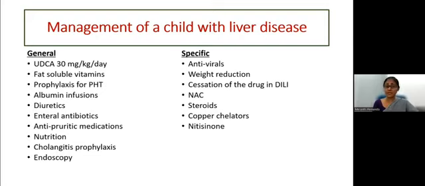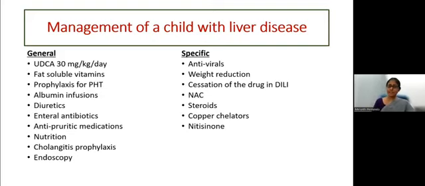The antipruritic medications are very helpful. You might be just waiting for the genetics confirmation. However, that would not preclude you from treating the child's pruritus. That would improve the quality of life. Nutrition: I would say nutrition is considered as a medication for liver recovery. It's very important that while you progress with your investigations and diagnostics, you start nutritional rehabilitation. And whenever appropriate, cholangitis prophylaxis and endoscopy for all children with portal hypertension.